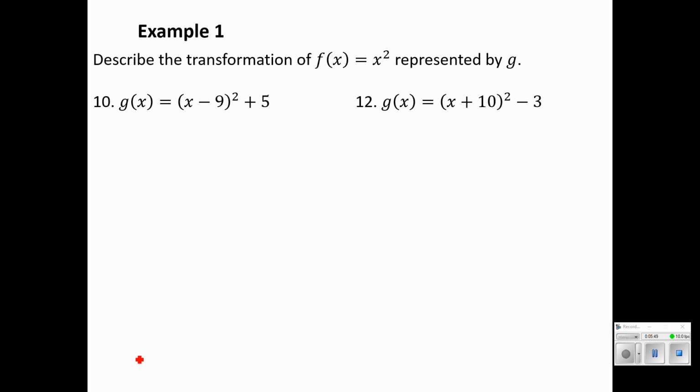All right, so first example, describe the transformation, very much like our intro, except now we're going to look at a little bit more complicated quadratics here. So for number 10, g of x is the quantity x minus 9 squared plus 5. Inside the quantity, affecting our input, is minus 9. So that's telling us that we are moving 9 units to the right. And then the plus 5 outside, that's adding 5 onto the height. It's adding onto the entire function, so 5 units up.